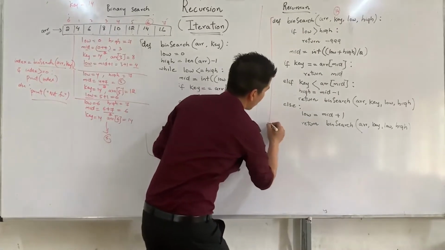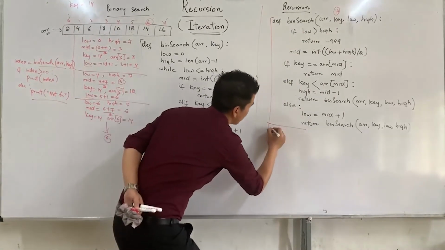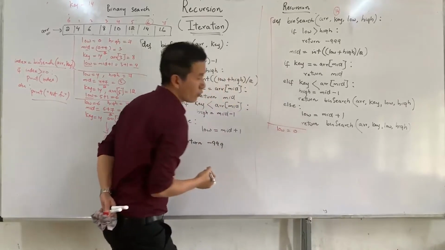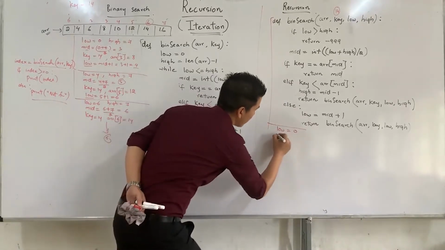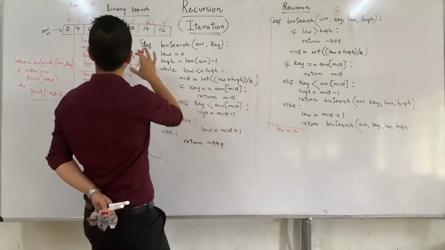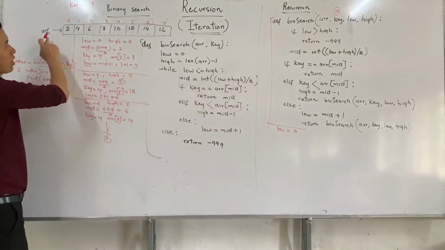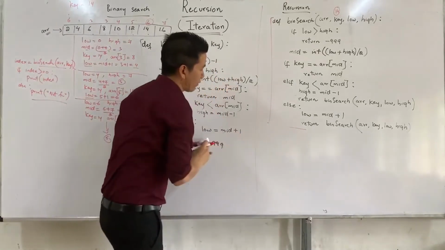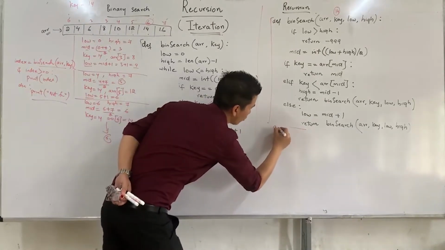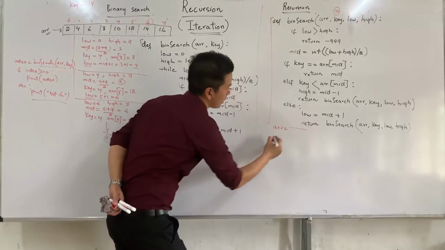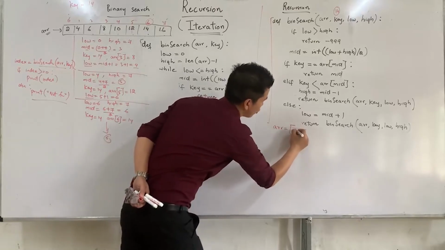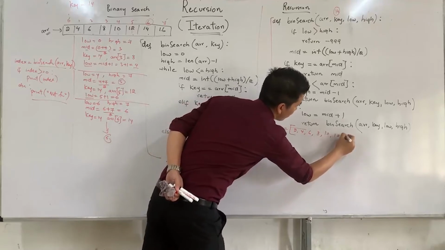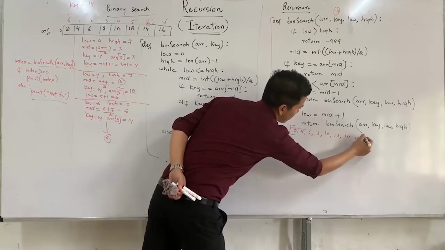The main part of the program will be something like this. This is the main part of the program. Low is equal to 0, and then you need to have the list ARR initialized to this, or you may get confused a little bit, so I better write the whole thing. ARR is equal to 2, 4, 6, 8, 10, 12, 14, and then 16.